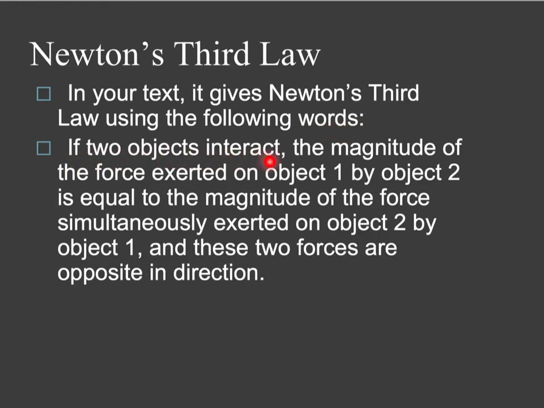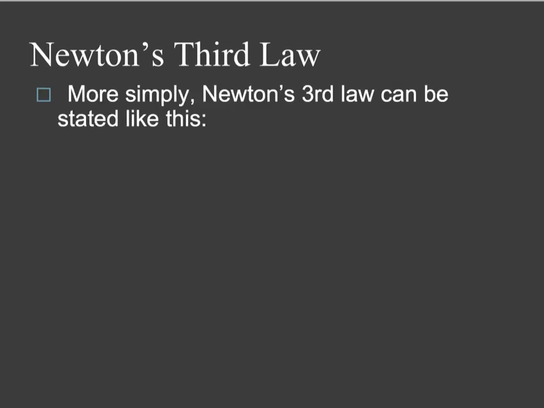If two objects interact, the magnitude of the force exerted on object 1 by object 2 is equal to the magnitude of the force simultaneously exerted on object 2 by object 1, and these two forces are opposite in direction. Now that sounds really confusing the way they say it.